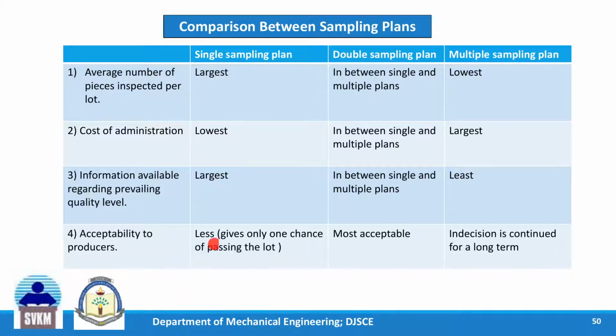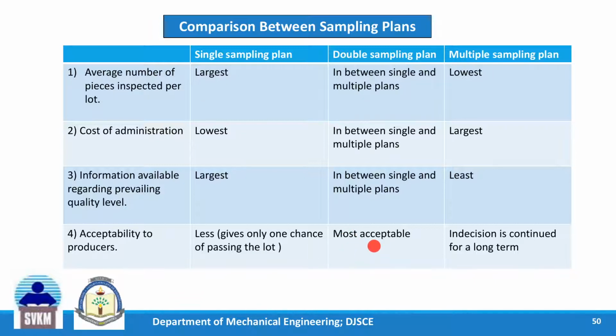Next is acceptability to producers. The single sampling plan is less acceptable to the producers, as it gives only one chance of passing the lot. Why? Because you get only one chance to clear the lot. So this is not very agreeable to the producers.